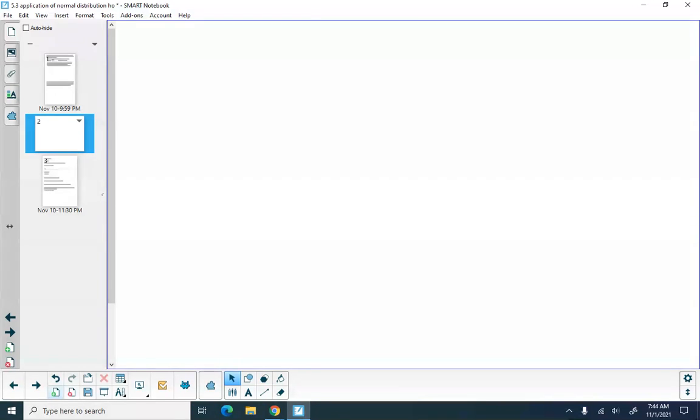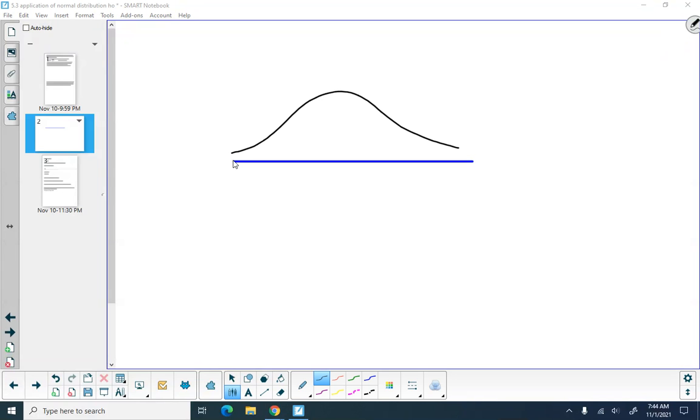On Thursday, we started working with our Z tables. Once again, as we talked about, when you're talking about area, you're talking about probability. Area and probability are synonymous with each other. When you read your Z table, you have a bell-shaped curve. You have your zero value right here in the middle. This is where your mean's at.